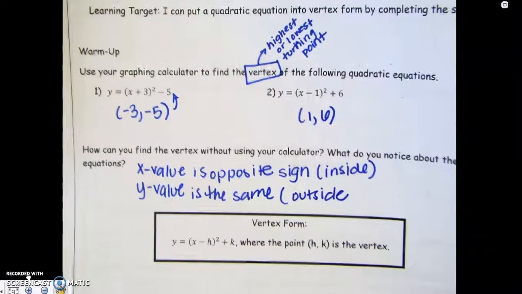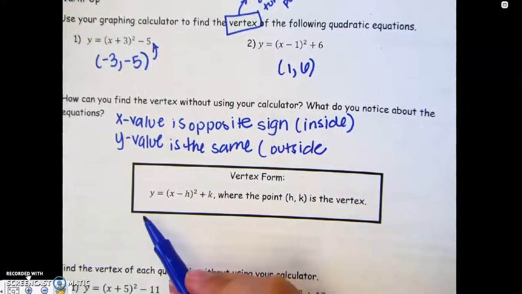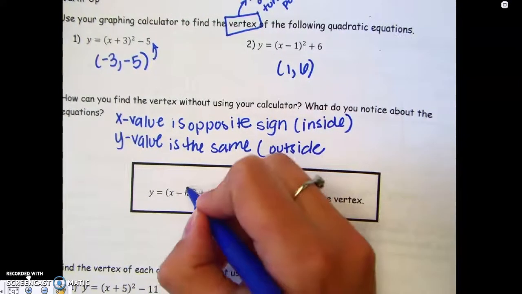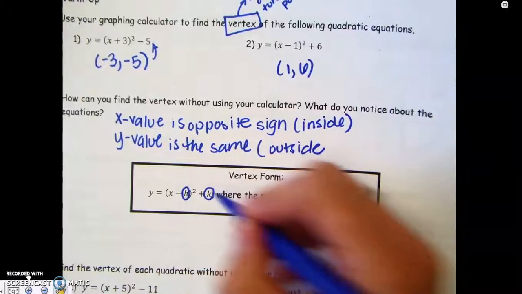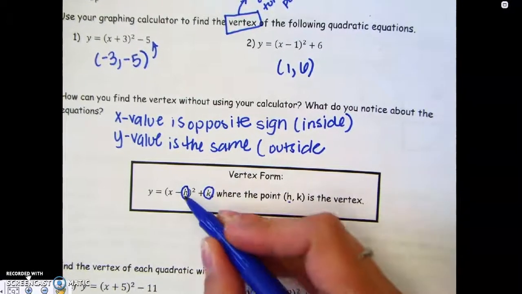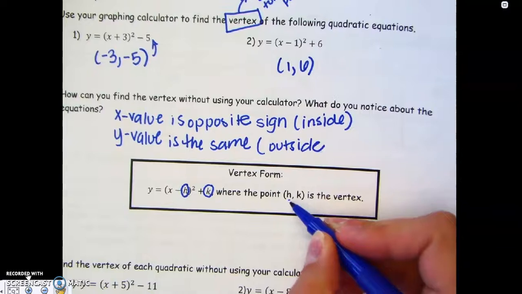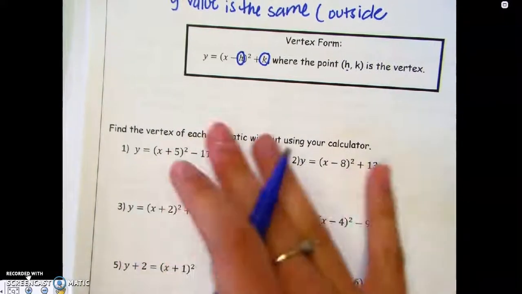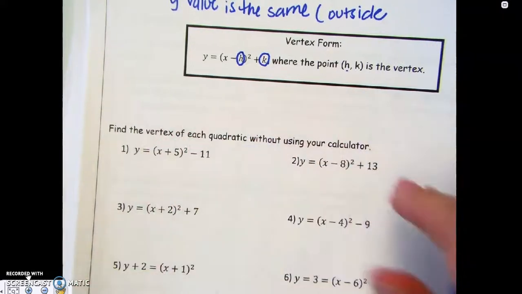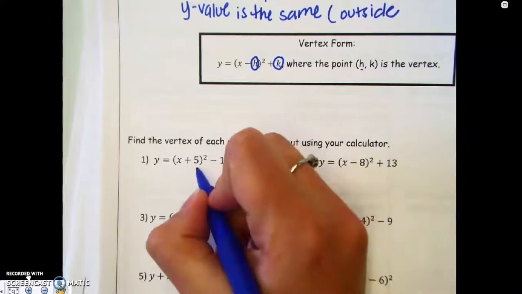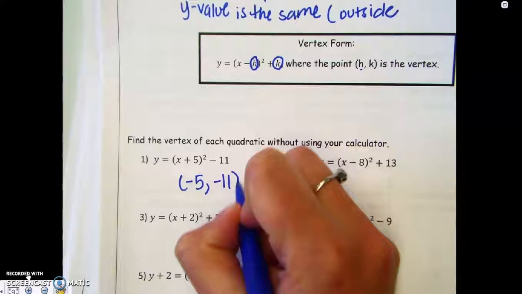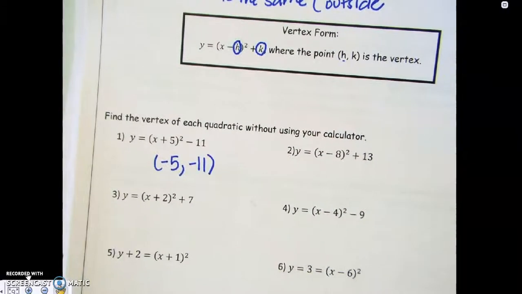So a quadratic equation is in vertex form if your equation looks like this, where the point (h, k) is the vertex. So that's just saying whatever number is here and whatever number is here is your vertex, right? And I'm taking the opposite. This h is negative here, but it ends up being positive in my actual point. Okay, so here you're just going to use your calculator or, without using your calculator, find the vertex. So for example, for this one, I know my x value will be opposite of what's in the parentheses, so -5, and it will be the same as what's on the end. Okay, so that's all you're really doing.